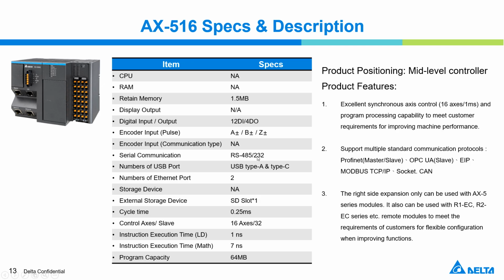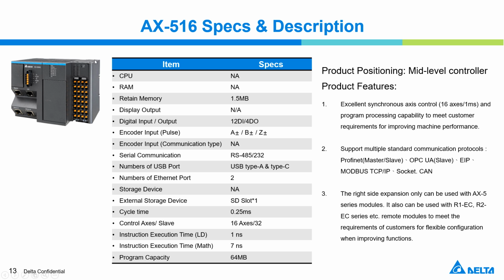Okay, then here I just chose the AX5 16 specification, and you can see it can support 20 DI, 4 DO, and support IEC 61131 RS232. Okay, and this module can support synchronized axis control, 16 axes within 1 millisecond, and here you can see that the right side expansion can only be used with the AX5 series modules.